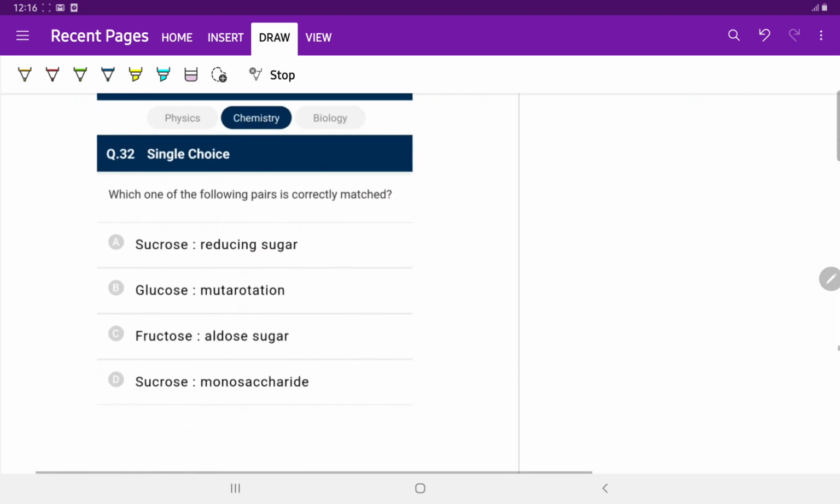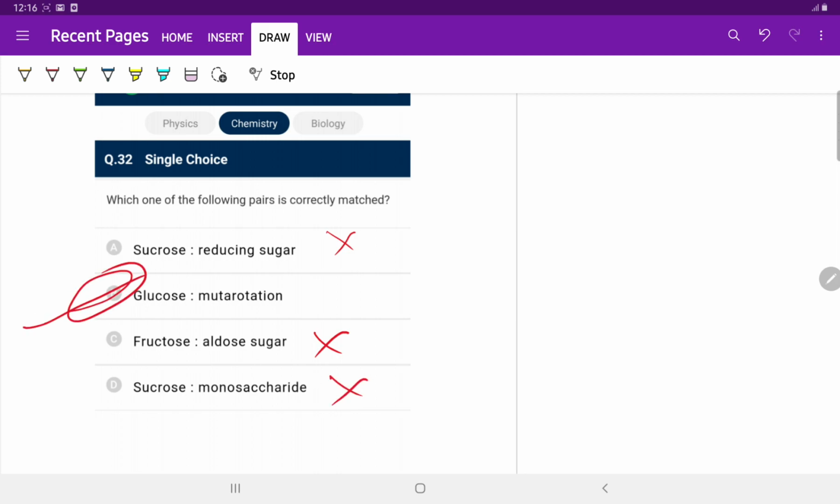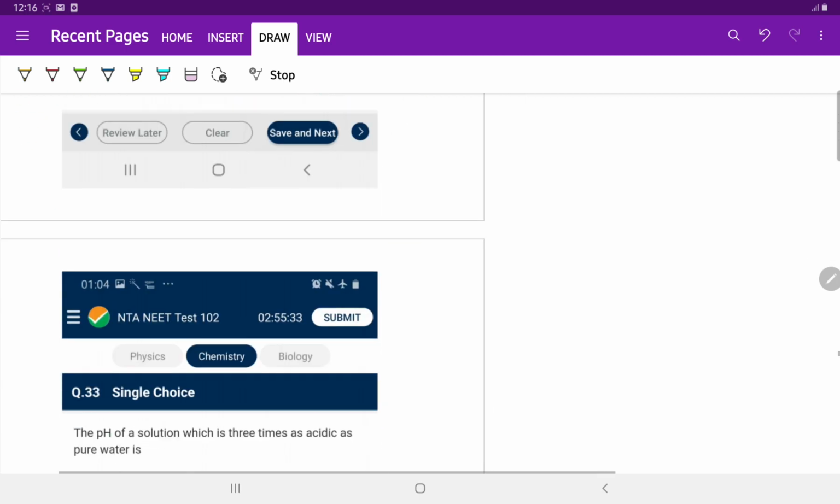Question number 32. Which one of the following pairs correctly match? Sucrose is non-reducing sugar. Fructose is aldose sugar. No. Sucrose is monosaccharide. No. Glucose shows mutarotation. All reducing sugars show mutarotation. Sucrose is non-reducing sugar. Fructose is ketose sugar. Sucrose is disaccharide.